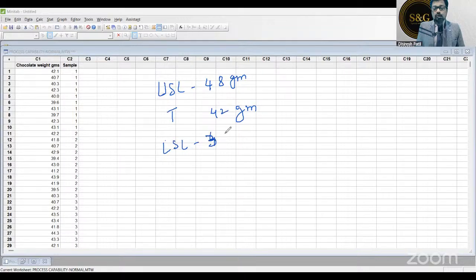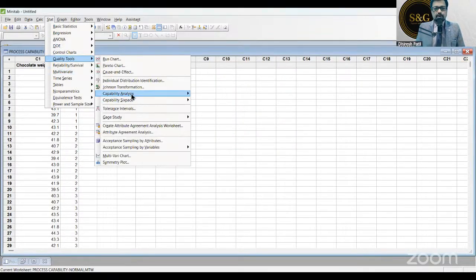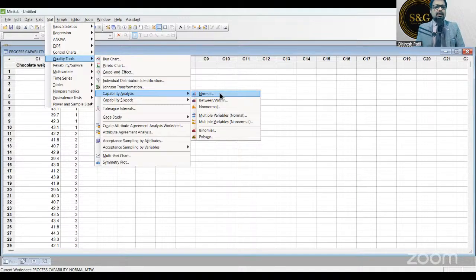Okay, 36 grams. So the customer will accept the chocolate within 48 to 36 grams. All right. So the specification limit is 48 upper and 36 lower, right? So let's do this. In Minitab, you can go to Stat, Quality Tools, Capability Analysis, Normal.